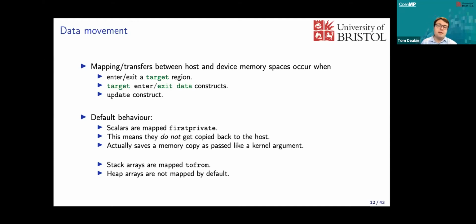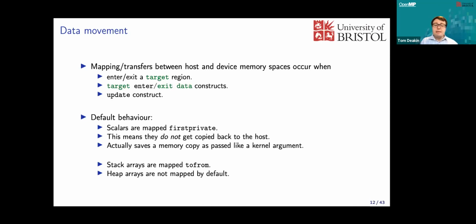If you're familiar with other heterogeneous programming models like OpenCL, this would be like passing in the variables as a kernel argument, like a function argument passed by value. So it saves a memory copy because you can just load it as part of the offload information to the target. So that's scalar variables. They're all mapped firstprivate.